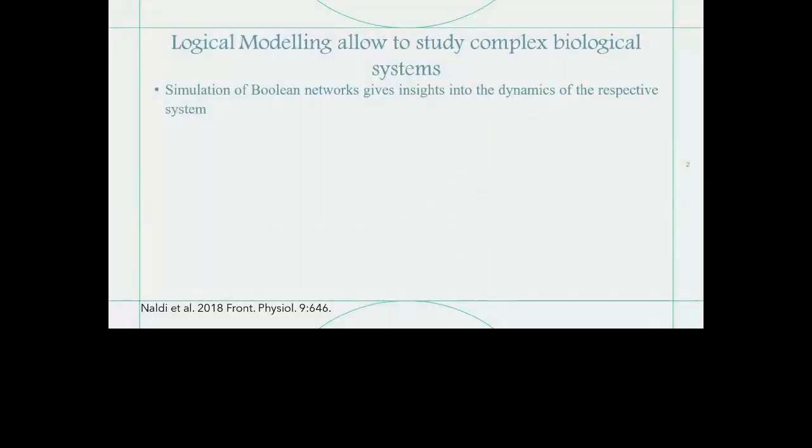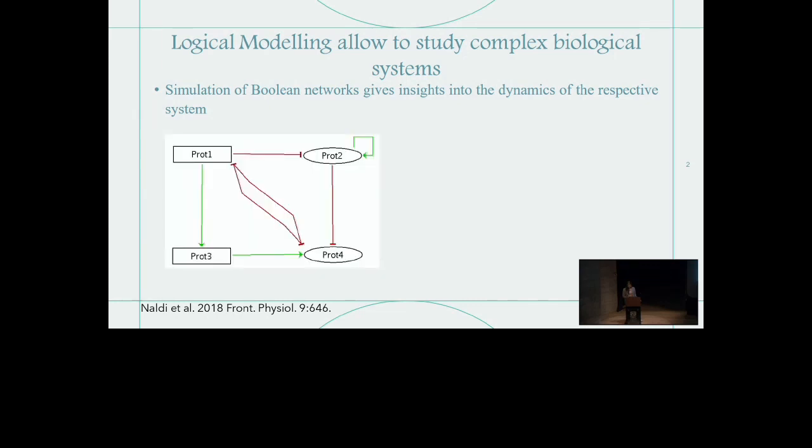To start, logical models are classified as qualitative models. These allow us to integrate several pieces of information in order to study complex biological systems. Logical models are also known as Boolean networks. This gives us insight into the dynamics of the system of interest.